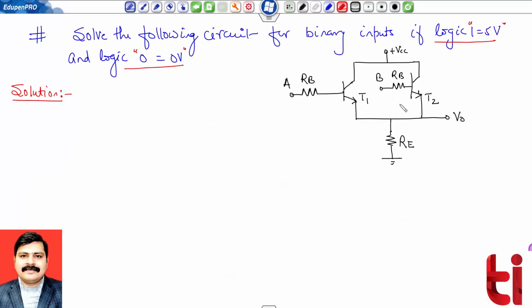So this is the problem network given. There are two transistors T1 and T2, and it is given that both transistors are identical.